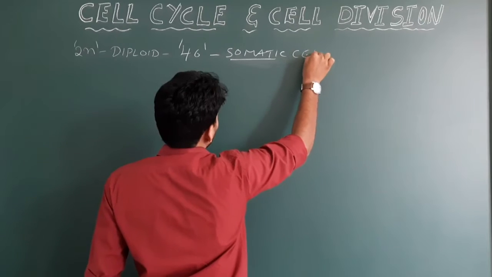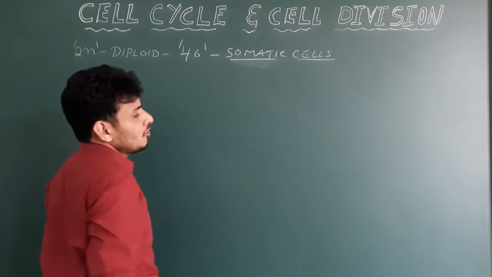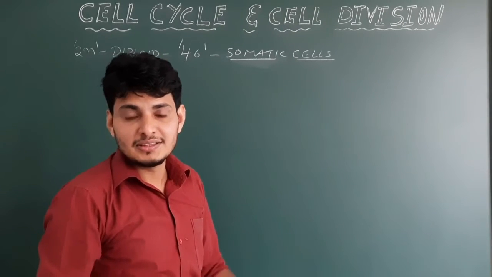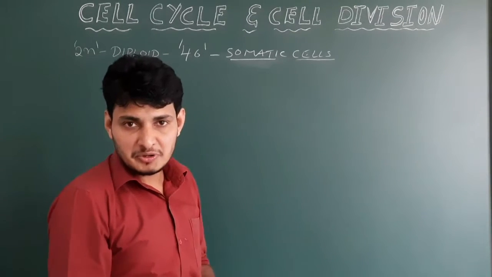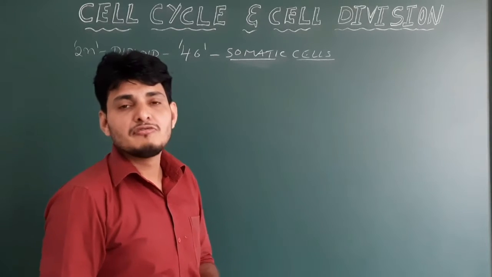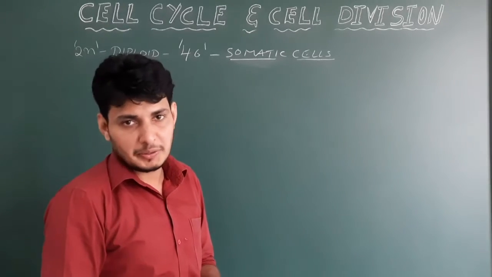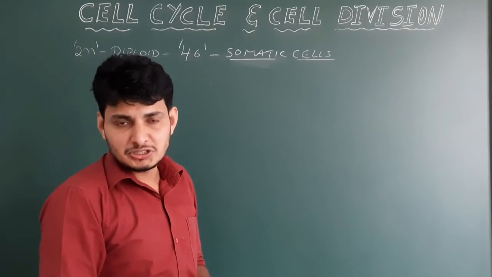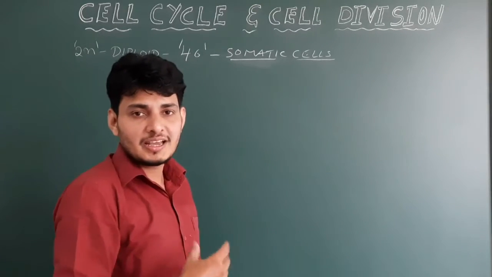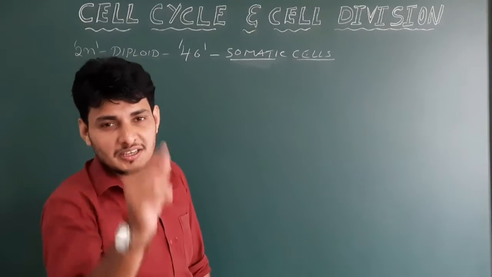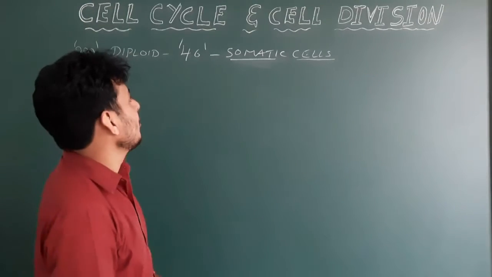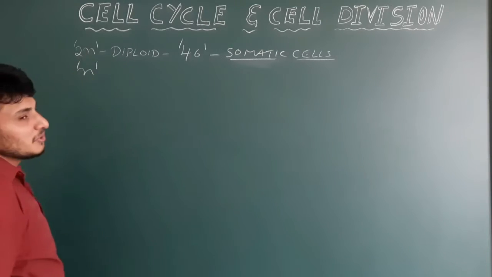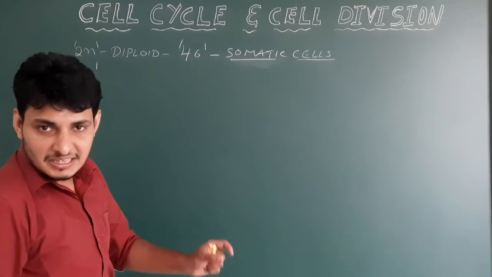What is the importance or function of the somatic cell? They play an important role in giving the body shape and structure, and they also help in the physiological functions of our body. Somatic cells are very important. That means 99.9% of the body contains somatic cells. Only 0.1% of our body contains haploid cells, that are called germ cells.